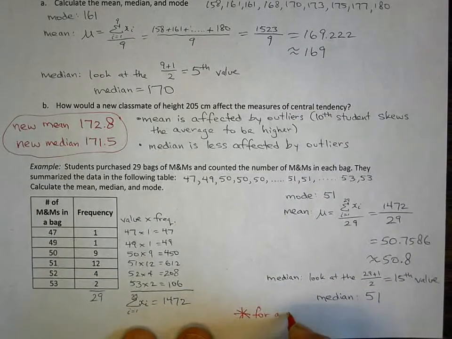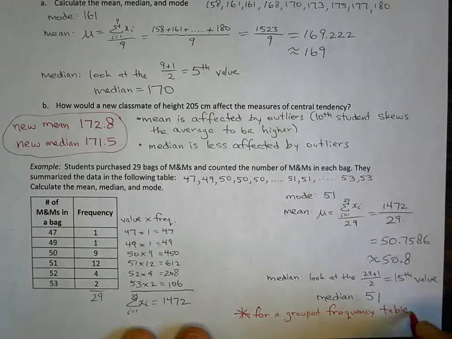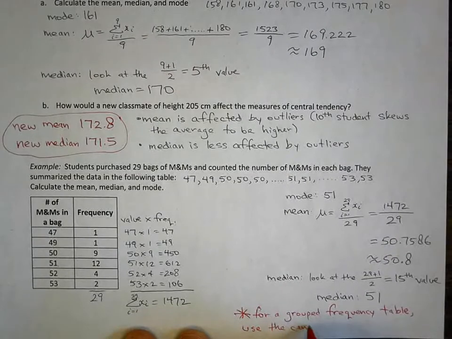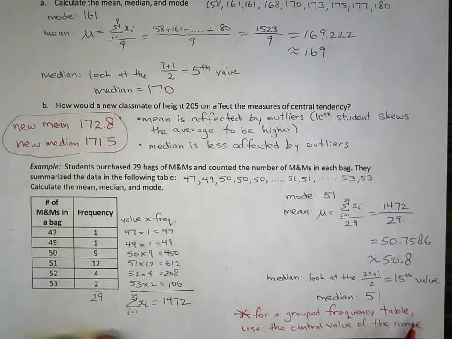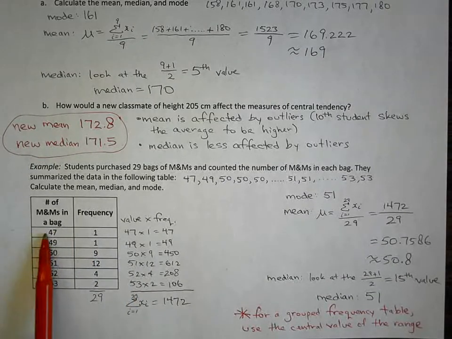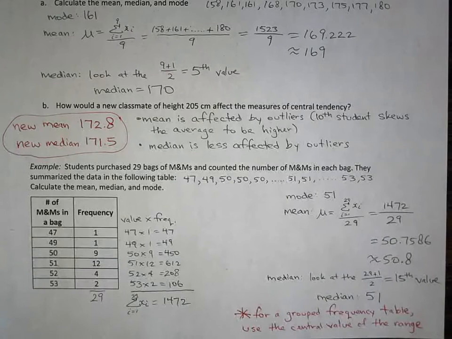For a grouped frequency table, use the central value of the range. So you will get some questions in your homework that go even a step beyond this. Instead of giving you the number of something exactly here, they're going to give you a range, and they're going to count the number of times things occur for a range. When you're doing this strategy, then you have to use the central value of that range multiplied by the frequency. This will make sense when you get to the homework.